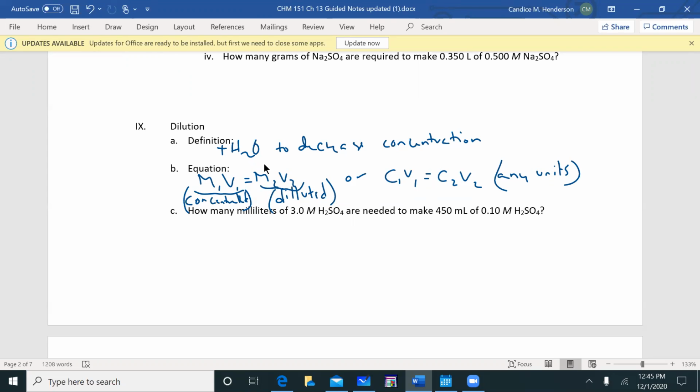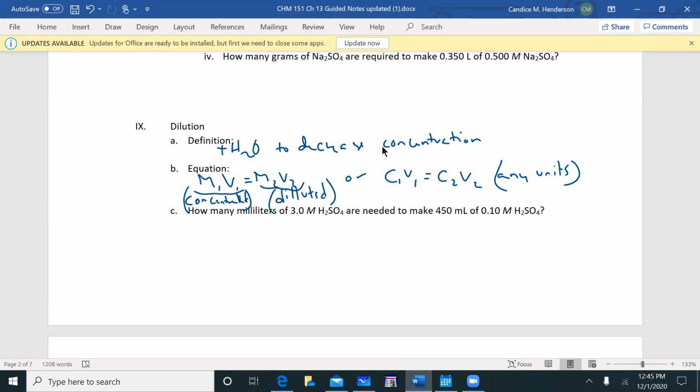The only thing you want to make sure of, though, is that your units are the same. So if, let's say, your volume, you're going to go with milliliters instead of liters, that's fine. They just have to be milliliters on both sides.